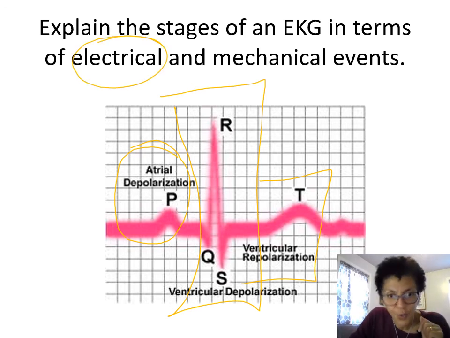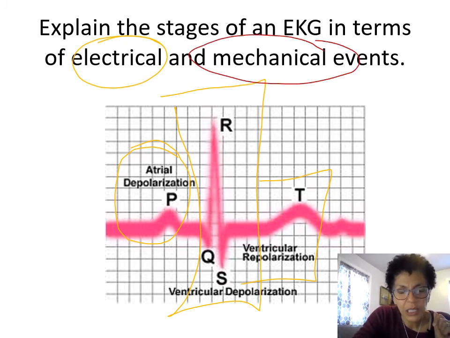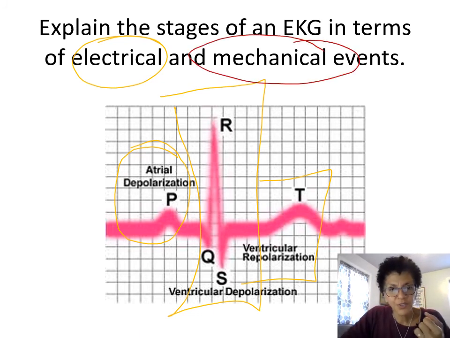Mechanical events are a different story. Mechanical events are things like systole, diastole. Mechanical events are not directly seen on our EKG. They are not the waves. They're actually the flat line after a wave. So the mechanical events follow the electrical events.